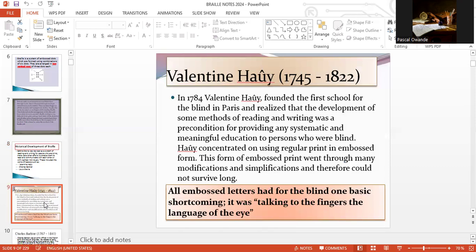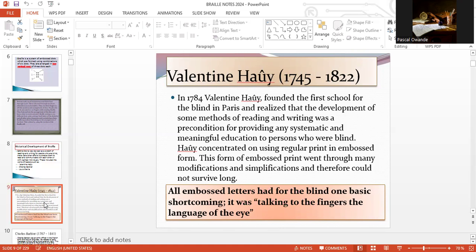So Valentine Hauy, between the years 1745 and 1822, we say that in 1784, Valentine Hauy founded the first school for the blind in Paris and realized that the development of some methods of reading and writing was a precondition for providing any systematic and meaningful education to persons who are blind, and therefore Hauy concentrated on using regular print in embossed form. This form of embossed print went through many modifications and simplifications, and therefore would not survive long.